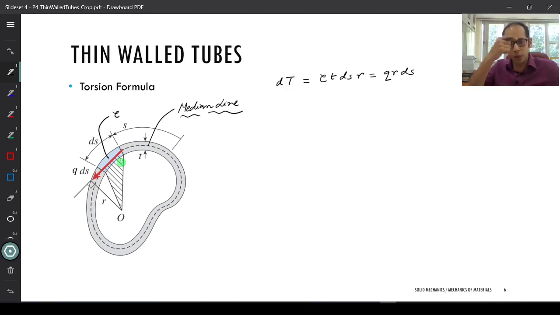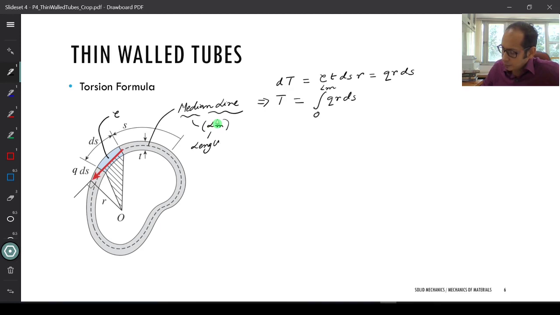Now if I have to find the total torque, I have to essentially integrate over this entire median line. This ds was a small segment of the median line which I just wrote over here. I have to integrate over that entire length. So this tells me that T is going to be the integral of q r ds from 0 to lm, where lm is the length of the median line.